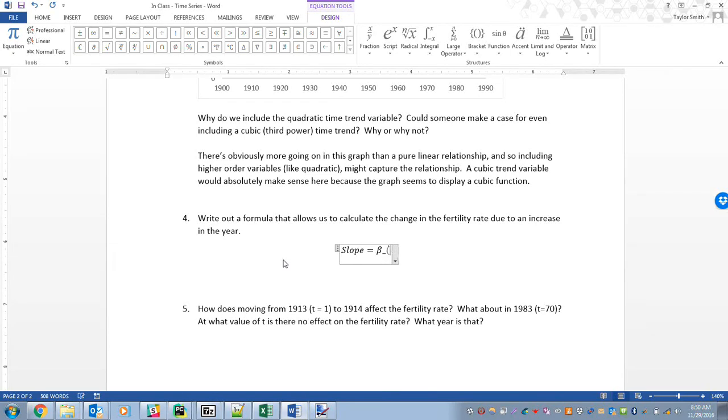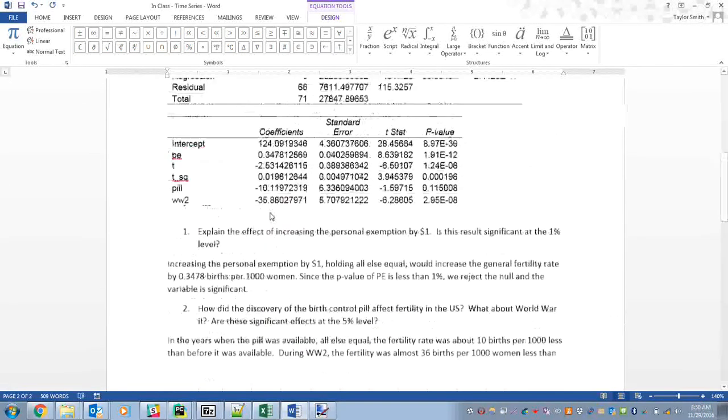beta linear plus 2 beta quad x. Oops. 2 beta quad x. All right. So in this case, our beta linear is the coefficient on the linear variable, which is the one that's not squared.